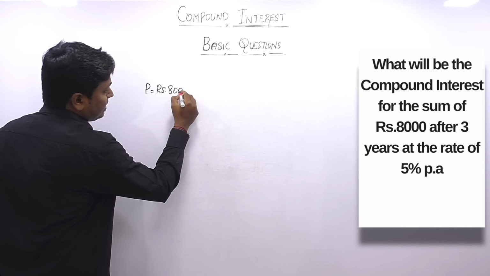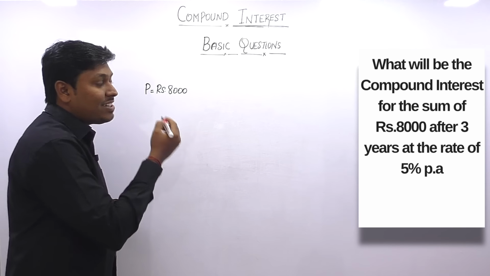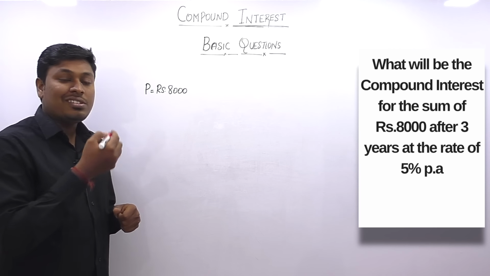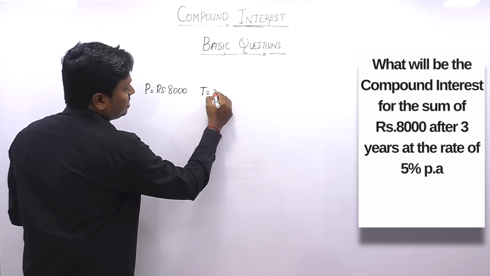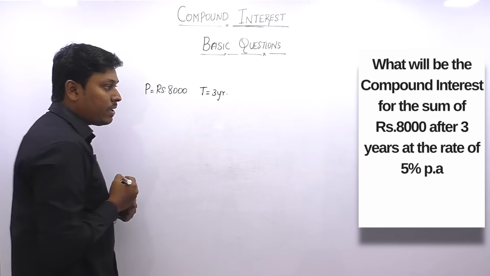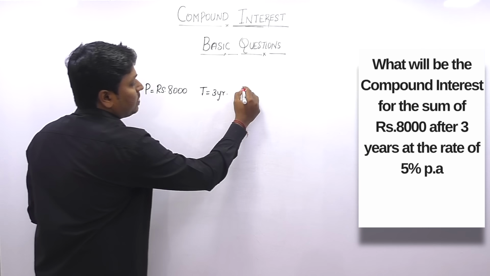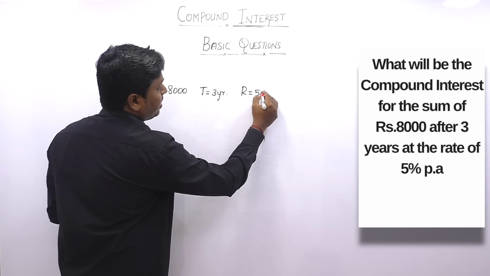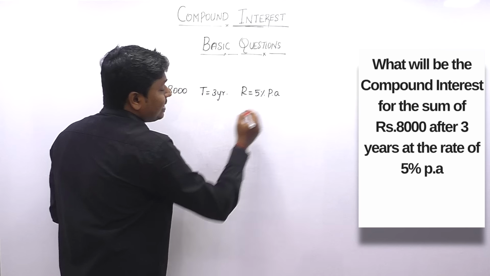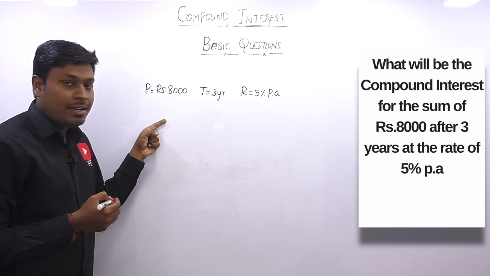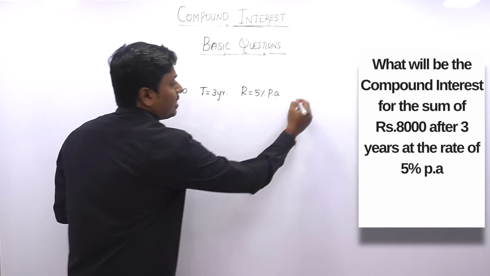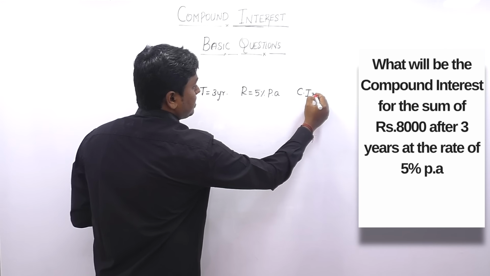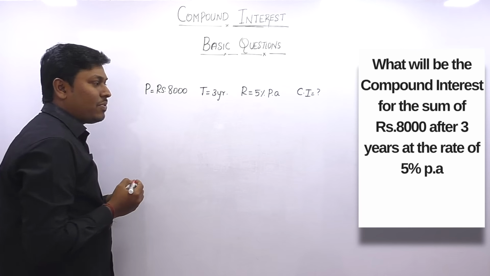Okay. And the second data, where after 3 years, so our target to find what is the compound interest after 3 years. So time duration is given, which is 3 years. Okay, and the rate of interest is also given, which is 5% per annum. So totally 3 data is given, principal is given, time duration is given, rate of interest is also given. So our target to find what is the compound interest. Right?